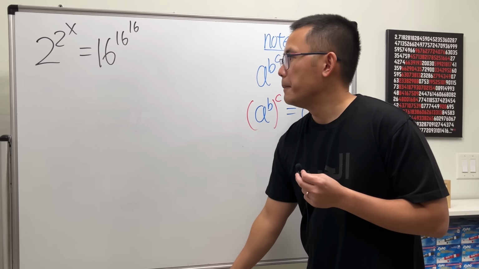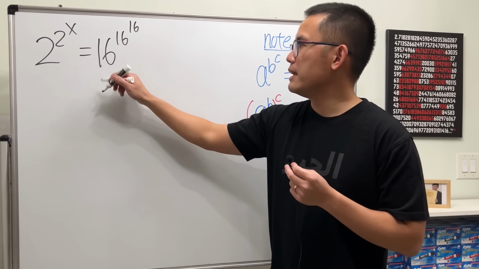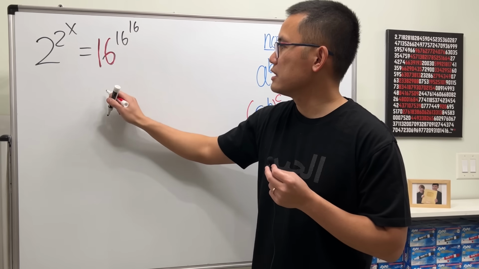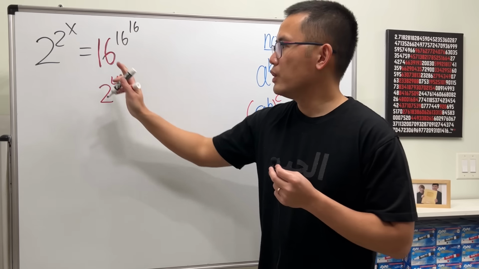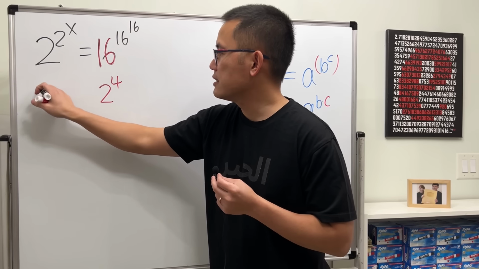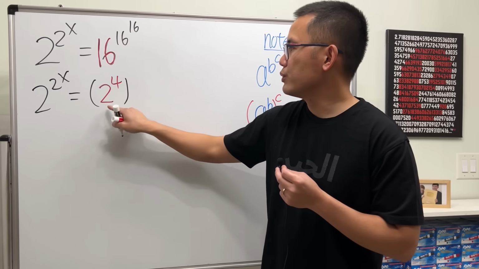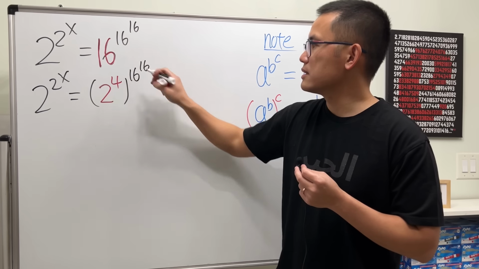Have a look here. On the left hand side, we have base 2. On the right hand side, we have base 16, which is nice because 16 is the same as 2 to the 4th power. So that means we can write both sides in terms of 2 to some power. The left hand side stays the same, but on the right hand side, we have 2 to the 4th for the 16, and then 16 to the 16th.